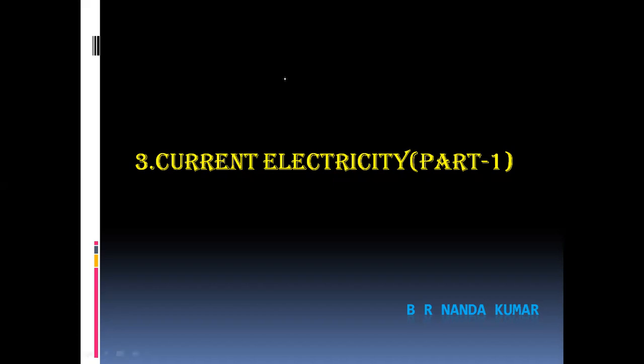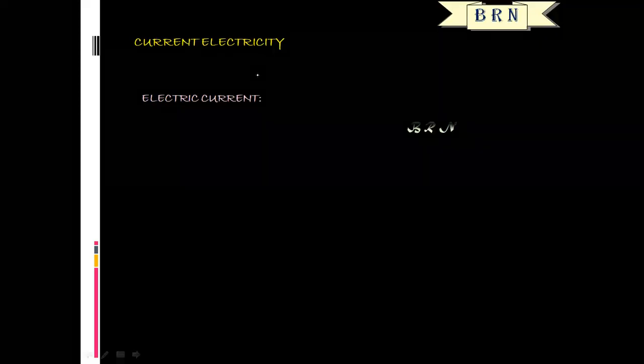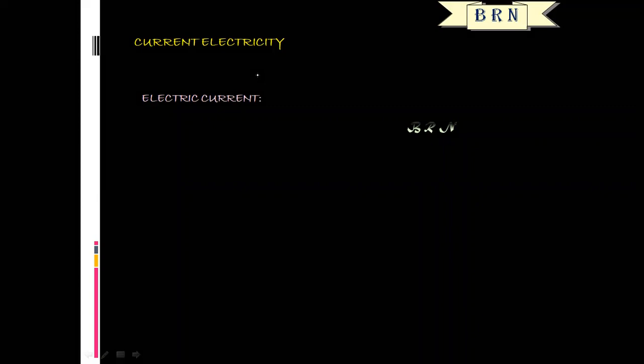Actually, this is current electricity Part 1. So what is the meaning of current electricity? Current electricity is a branch of physics which deals with the study of dynamics of charges or the flow of charges, or charges in motion. What is the meaning of current electricity?